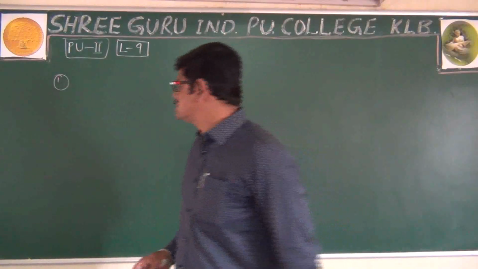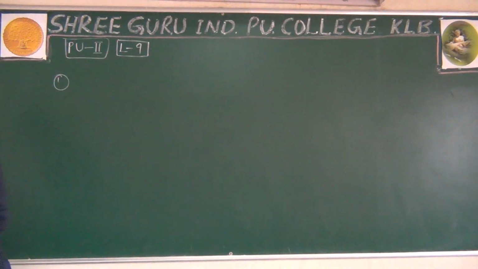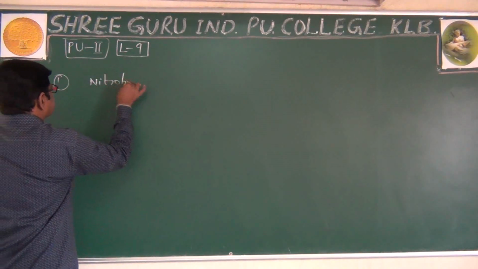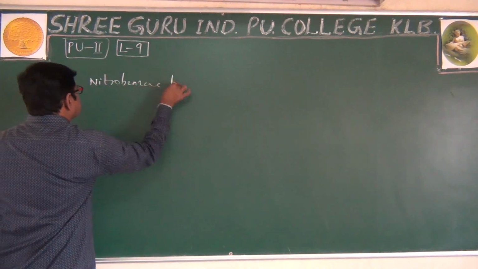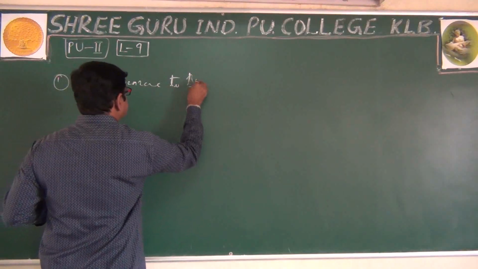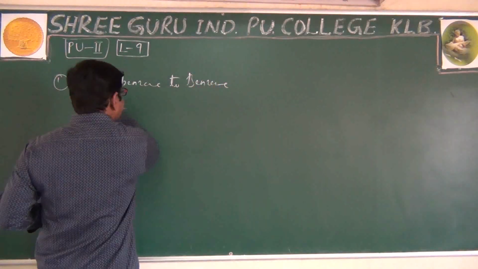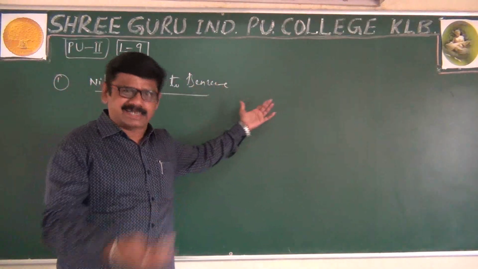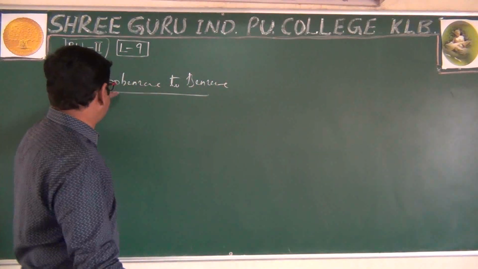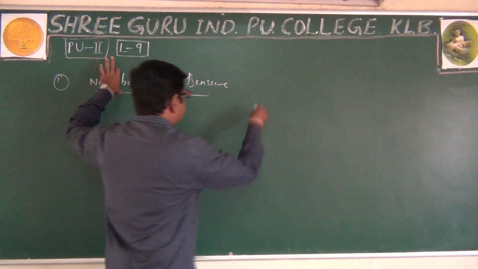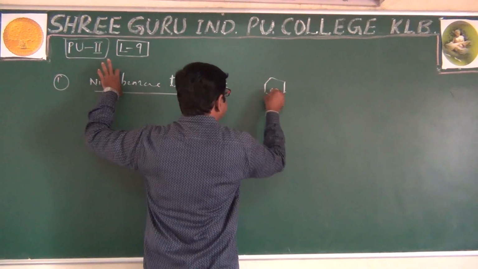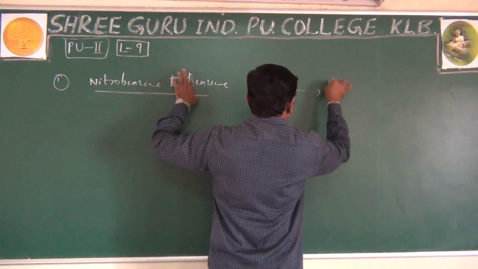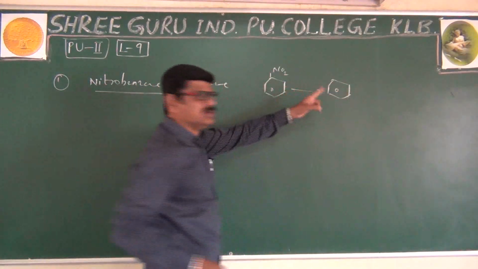Right, the first conversion is like this: nitrobenzene to benzene conversion. How many steps are involved in this conversion? Let's discuss now. First, we'll write the reactant structure. Nitrobenzene structure is like this: benzene with a nitro group. How is it possible to convert?